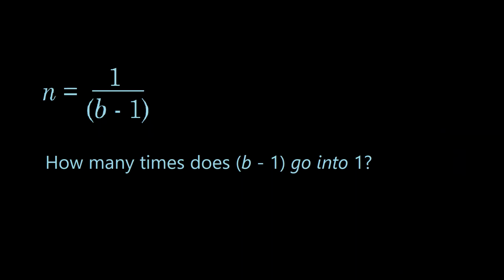How do you solve it to get an actual value out of this? How do you get to that 0.111 that I'm claiming is there? Well, let's get back to the basics. What exactly is division? So the actual question is, how many times does b minus 1 go into 1? That is what is meant by the process that we're doing.